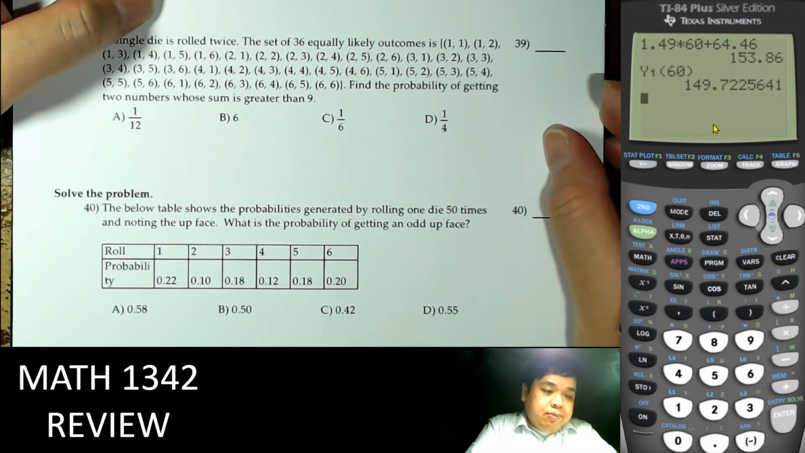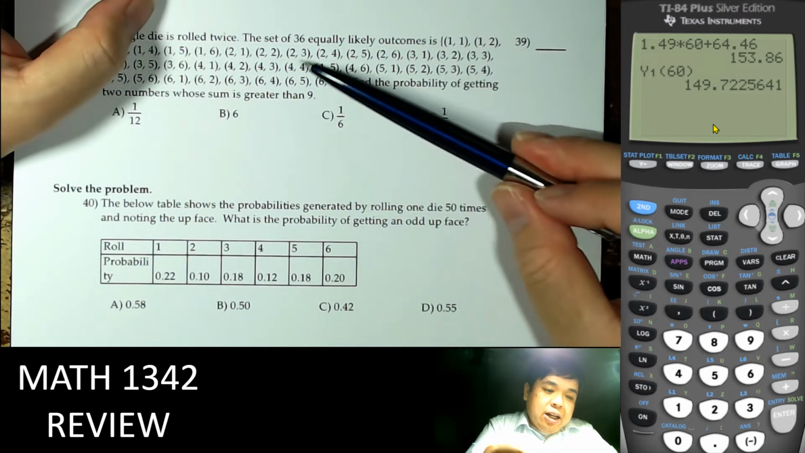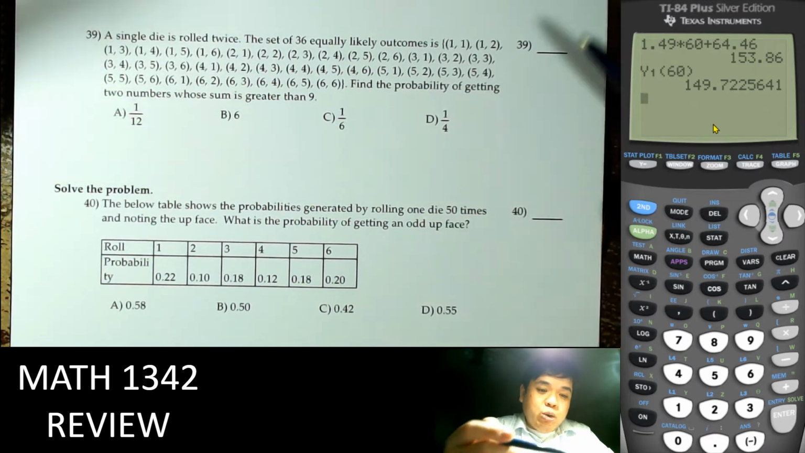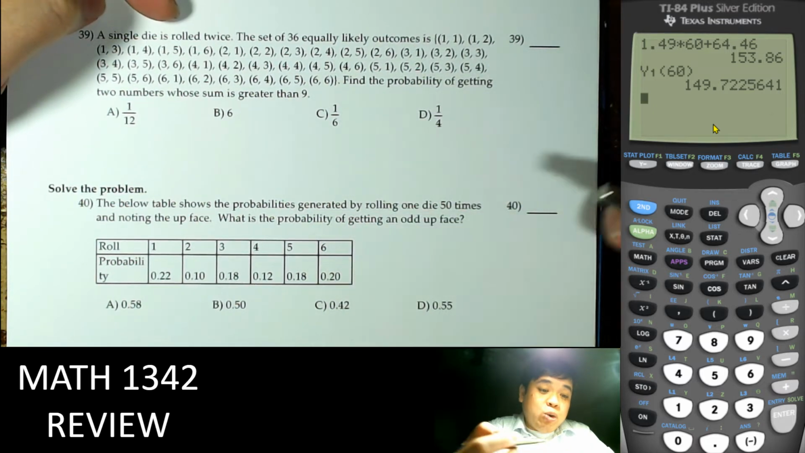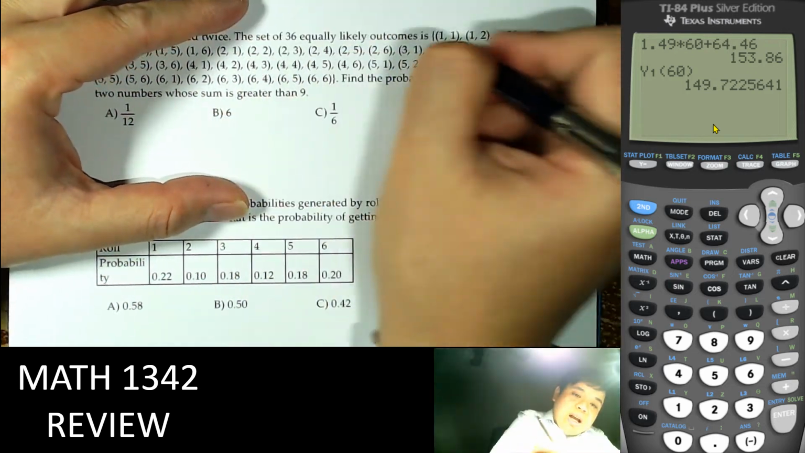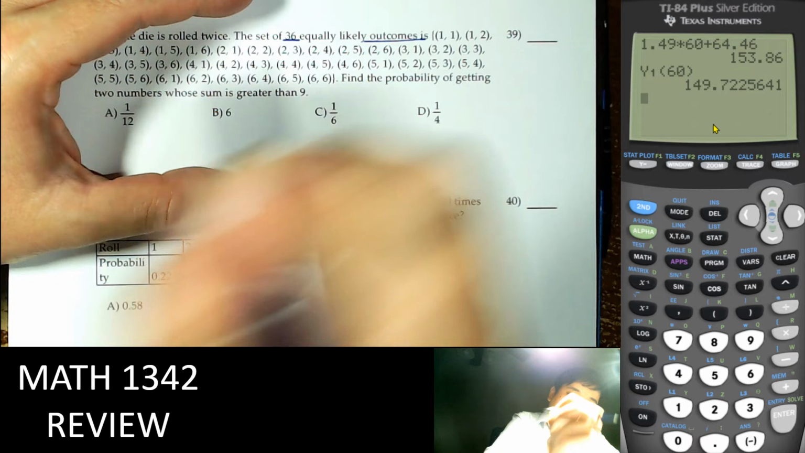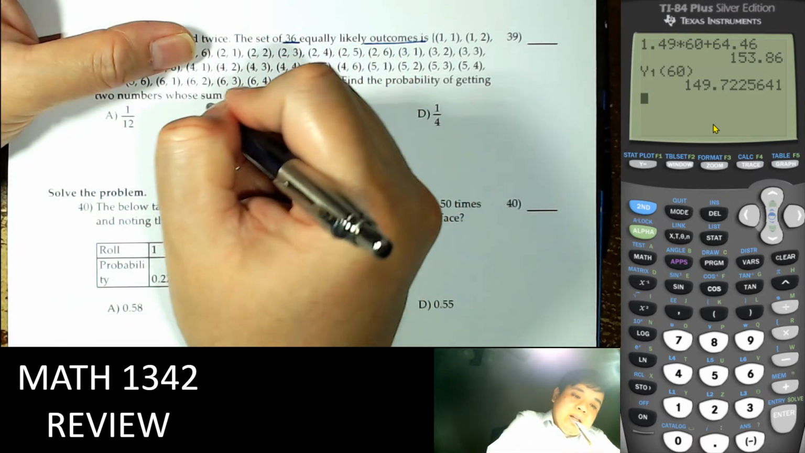Right, next. A single die is rolled twice. The set of 36 equally likely outcomes is listed below. So there are 2 dice. The first one could be anywhere from 1 to 6. The second one anywhere from 1 to 6. So 6 times 6, 36 outcomes. So we know the sample space is 36 outcomes. Now find the probability of getting a sum greater than 9.